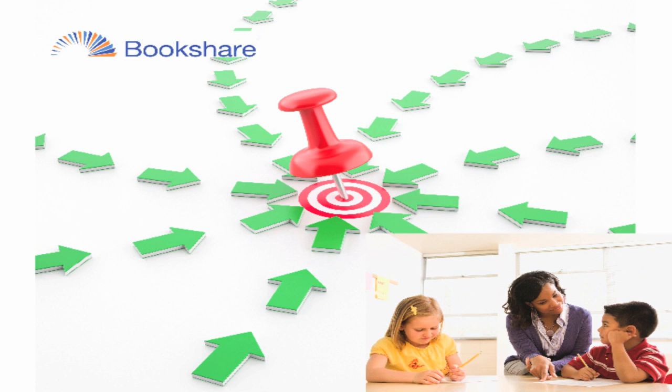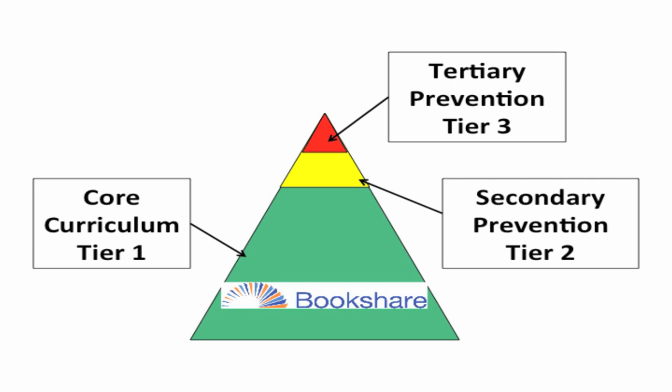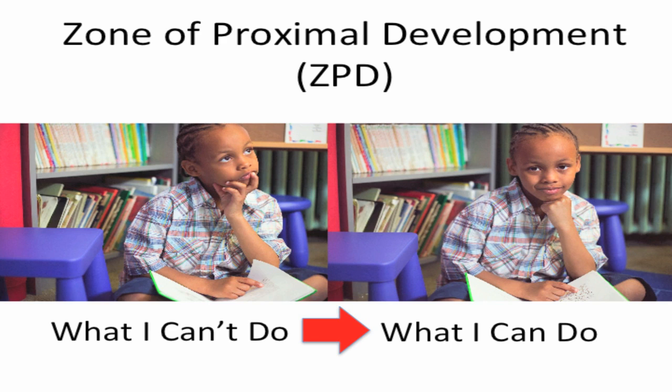Using Bookshare, teachers can target skills and provide remedial instruction to support individual student needs. Bookshare can support interventions within the RTI framework by capitalizing on the interrelatedness of reading components and individual strengths to move students into their zone of proximal development. The zone of proximal development, also known as ZPD, is the difference between what a learner can do without help and what he or she can do with help.